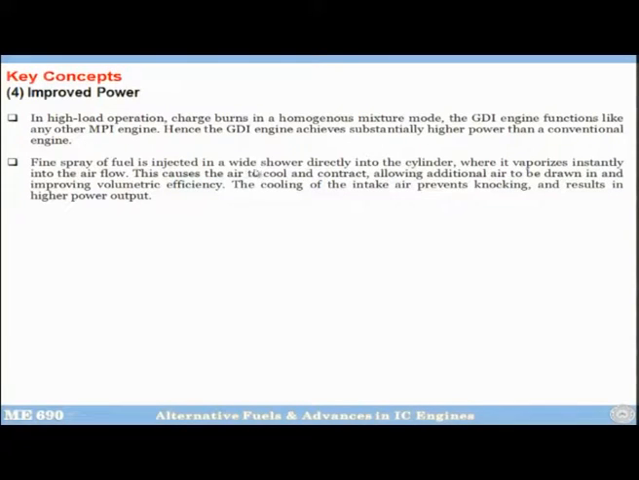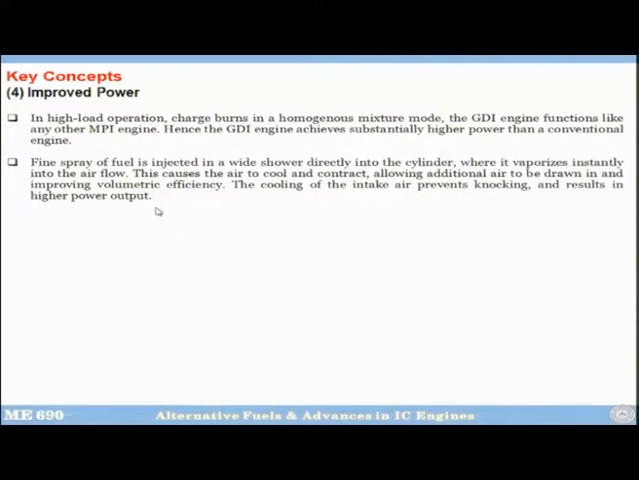Fine spray of the fuel is injected in a wide shower directly in the cylinder, where it vaporizes instantly into the airflow. This causes the air to cool and contract, allowing additional air to be drawn in, thus improving the volumetric efficiency of the engine. I have already explained this. The cooling of the intake air prevents knocking and results in higher power output.